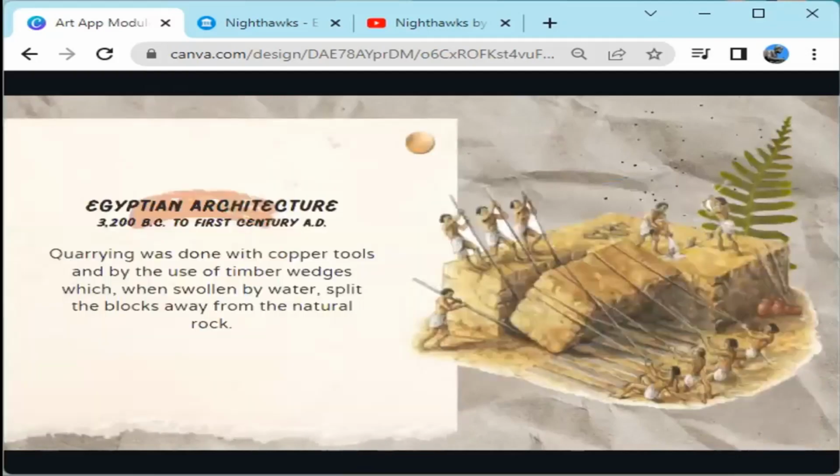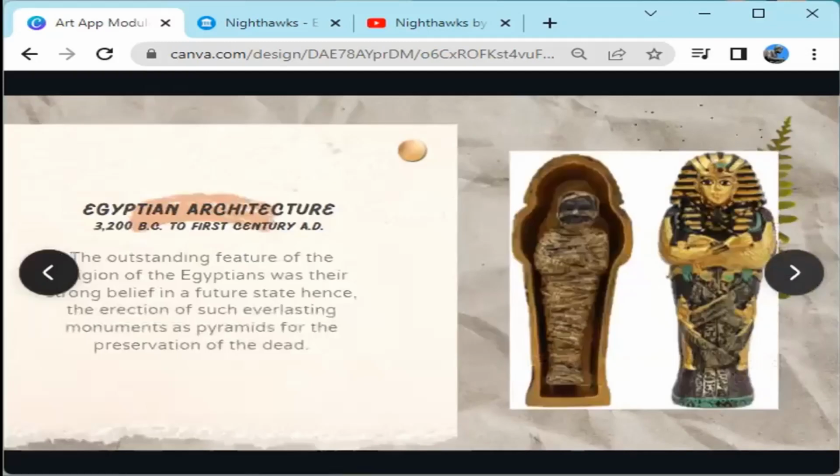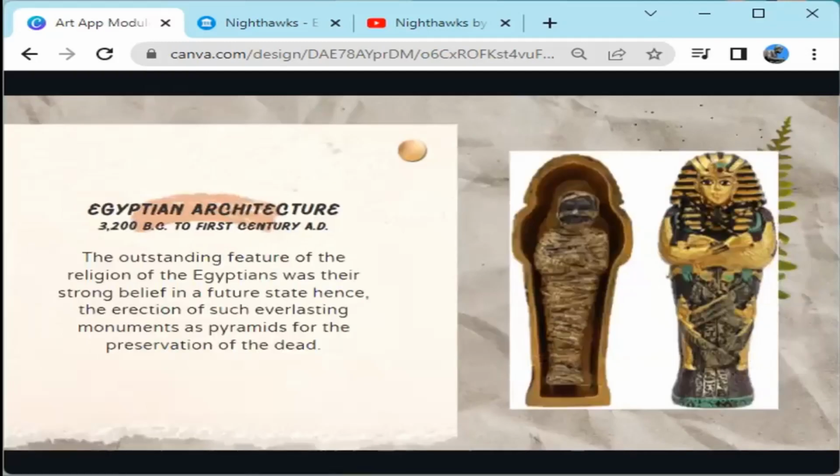So, in terms of how these were built, of course, we have to recognize that really it's a product of manual labor, you know. Quarrying was done with copper tools and by use of finger wedges, which, when swollen by water, split the blocks away from the natural rock. The outstanding feature of the religion of the Egyptians was their strong belief in a future state, hence the erection of such everlasting monuments as pyramids.